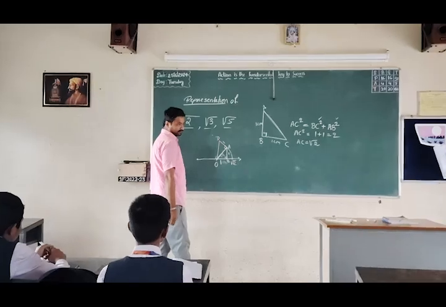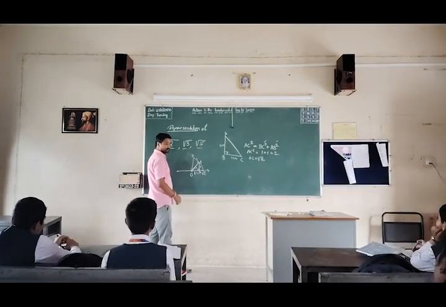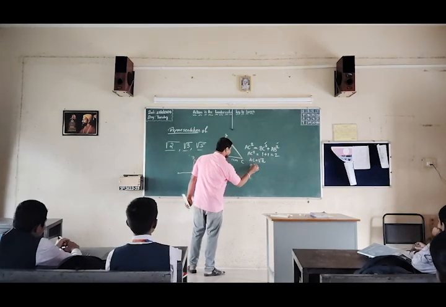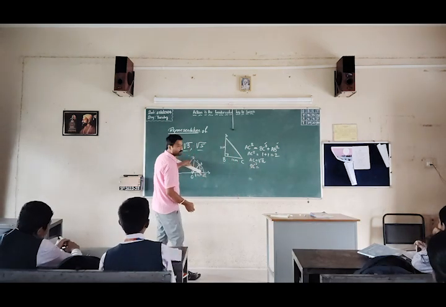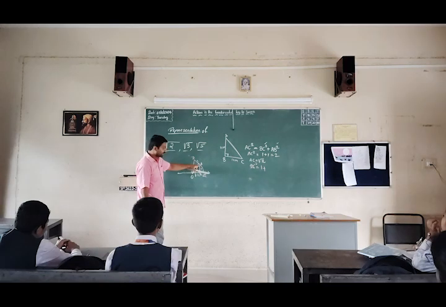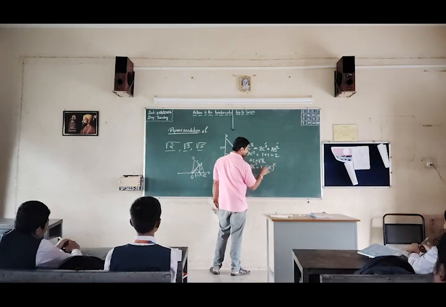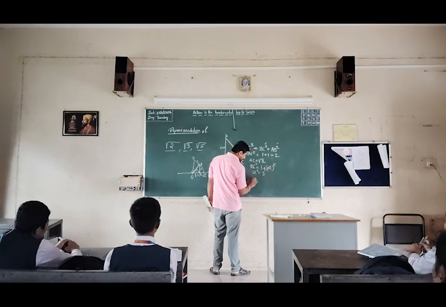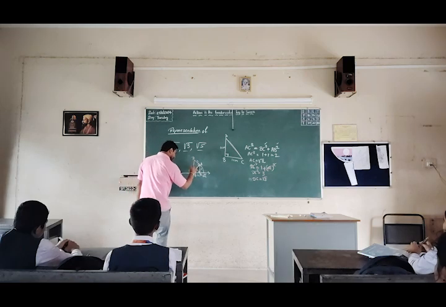If ADC is also a right angle triangle, where the base is root 2 and the side is 1, then the hypotenuse has to be root 3. How? In this triangle DC is the hypotenuse, so DC square equals AD square, which is 1 square, that is 1, plus this one AO, which we already found is root 2. If I square root 2, the square and square root cancel each other. Remaining is 2 plus 1, which is 3. So DC square will be 3, and DC is root 3. It means this line will be root 3.